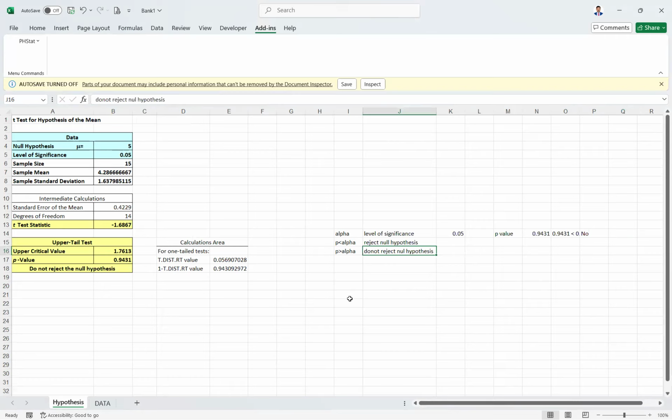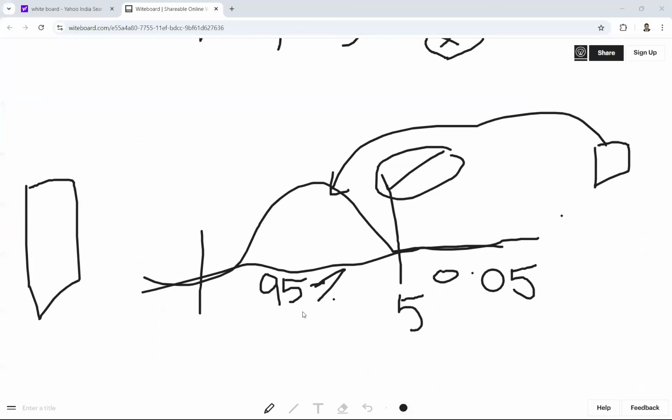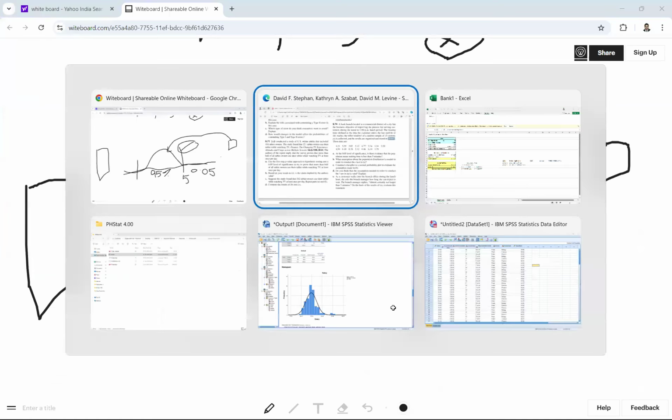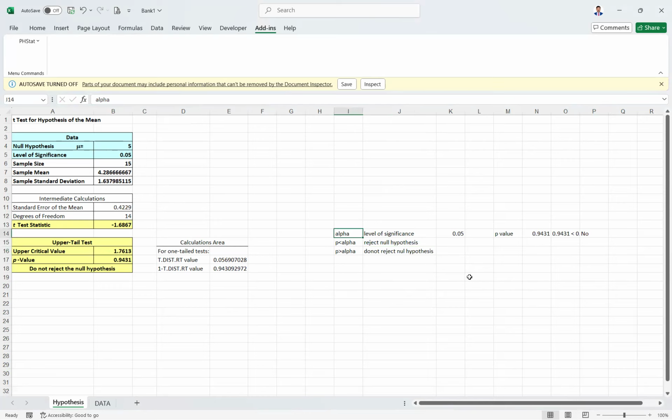Is it clear? Which means what? Tell me once again about alpha and p. Alpha is nothing but your level of significance. Alpha is a symbol to signify the level of significance. From the question, the level of significance is 0.05. The p-value is directly given here. I think you can see my highlighted cell. So the p-value is this. So what are the conditions?